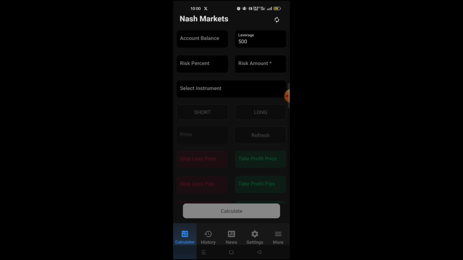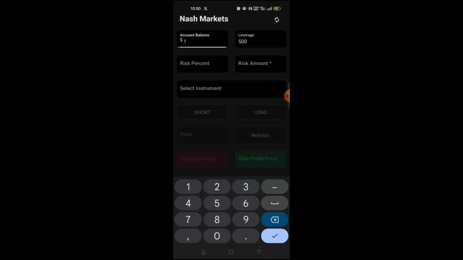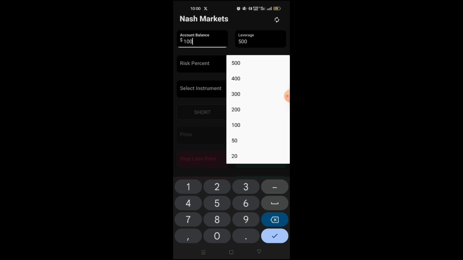So the first thing you do is you put your account balance. Let's say my capital is, let's just use $100 for example. We are trading a regular broker now. Let's say my account balance is $100. Let's say my leverage, the maximum leverage you can calculate here is 500, but it doesn't really mean much. So I can still use 100 leverage.